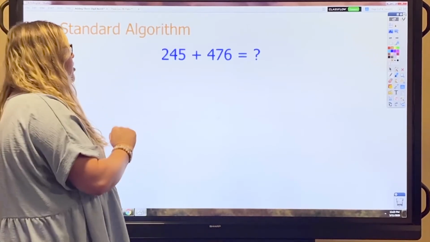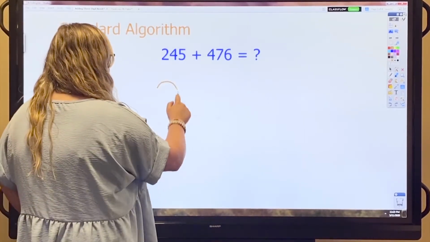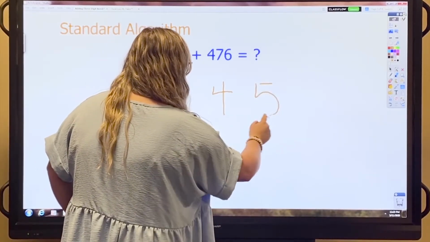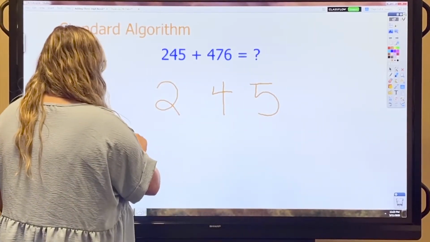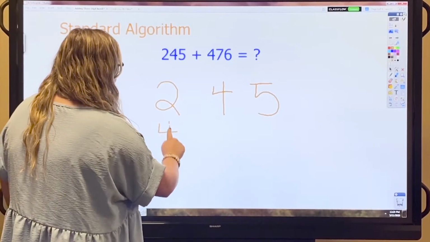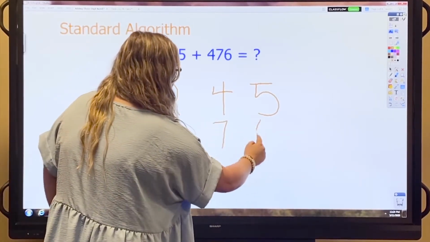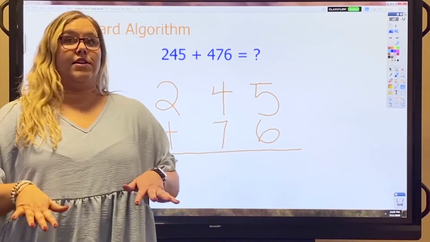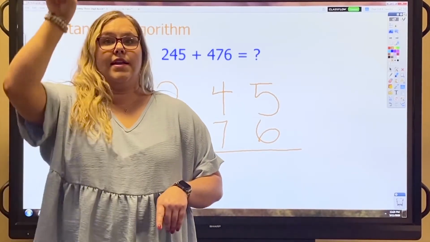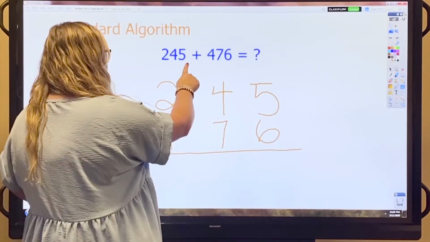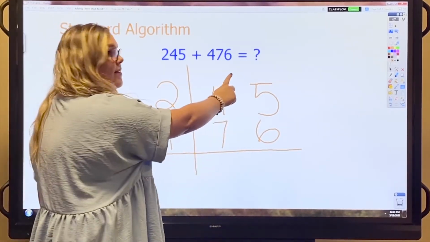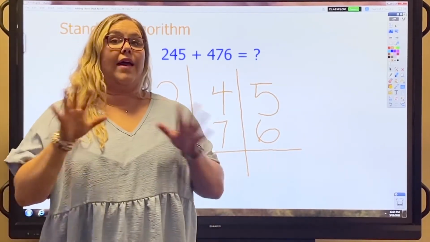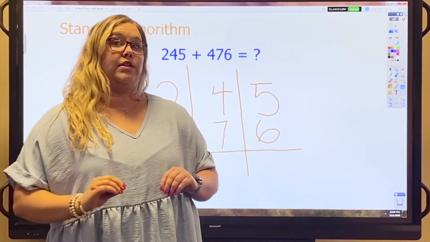We have 245 plus 476. Now, what I like to do is I like to draw lines down in my problem that separates the hundreds, tens, and ones. This way, I don't add any numbers together that I don't need to.